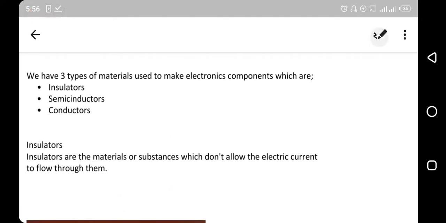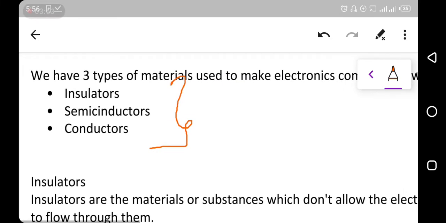Another thing to know is the types of materials that are used to make electronic components. You have three types of materials used to make electronic components. The first one is insulator, we have the semiconductor, and we have the conductors. Without wasting time, the first is insulator.